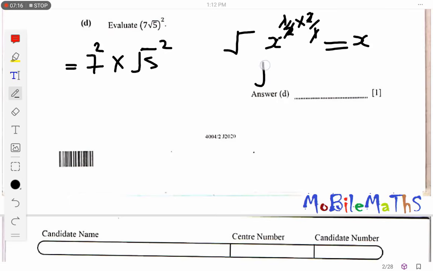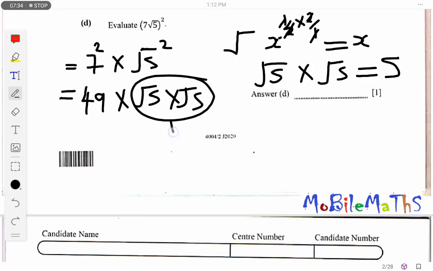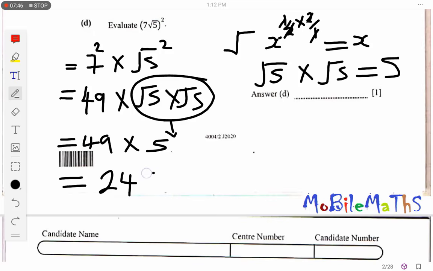So when you have square root 5 times square root of 5, you get a number which is 5, like that. Okay, so let's write our answer. So we are saying 7 squared, we get 49 times square root of 5 times square root of 5, which we said this will give us a 5. Okay, so it will be 49 times 5, and we will get our answer. If we multiply 49 by 5, we get 245 there. Okay, like that. That's our answer.